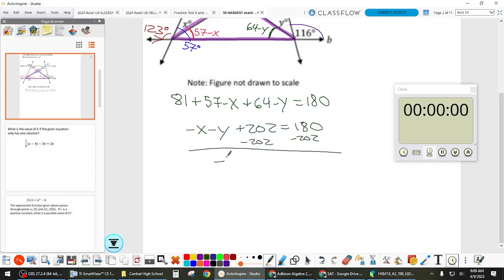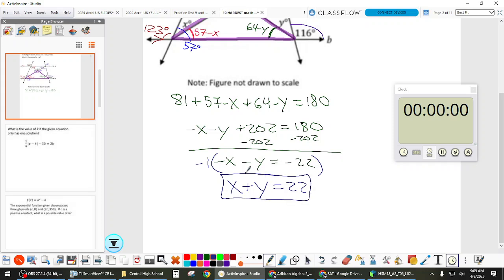Okay, and this is what's frustrating about SAT. They didn't ask you what x and y were, did they? And in fact, you can't solve for them. But they asked you for the sum of x and y, which is 22. If we just divide out a -1 or multiply by -1, then we get x plus y equals 22, which is what they asked for.